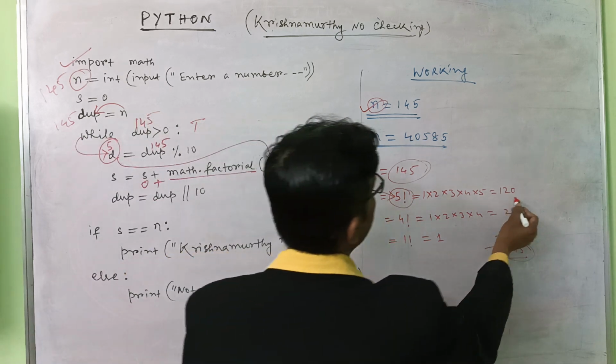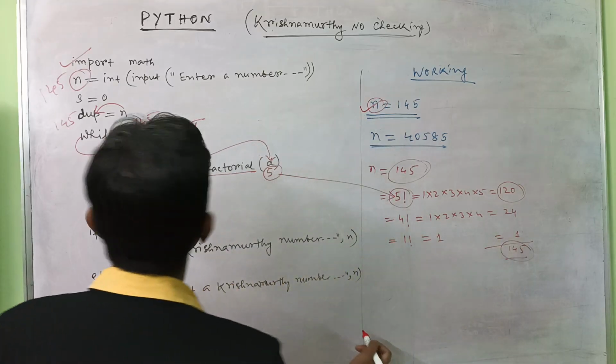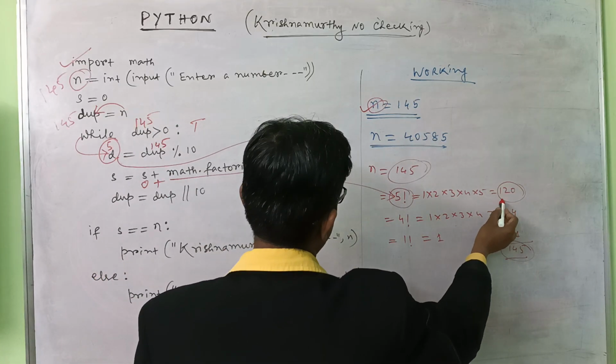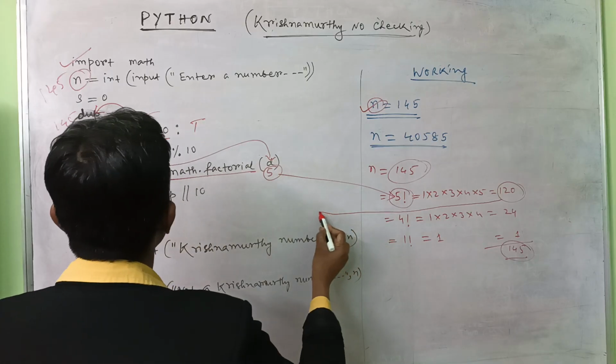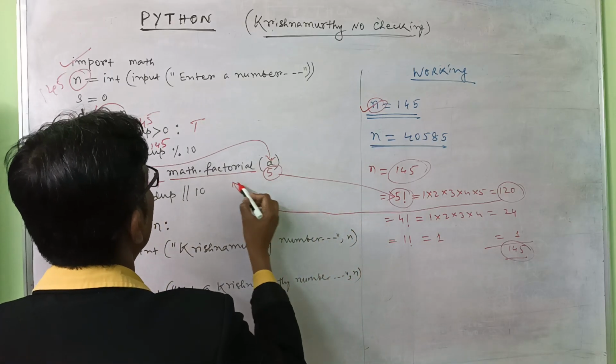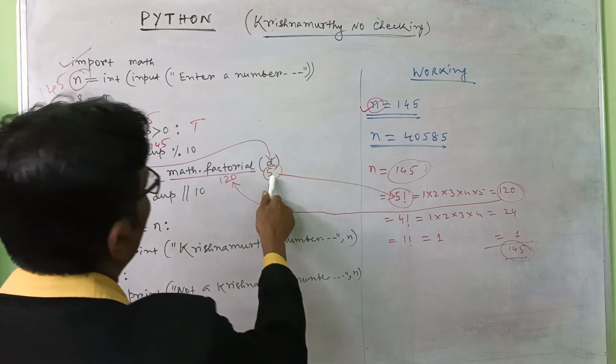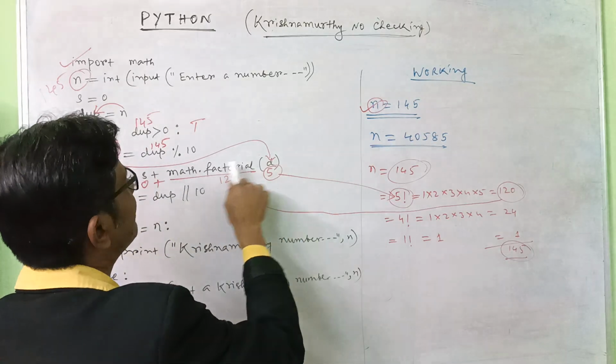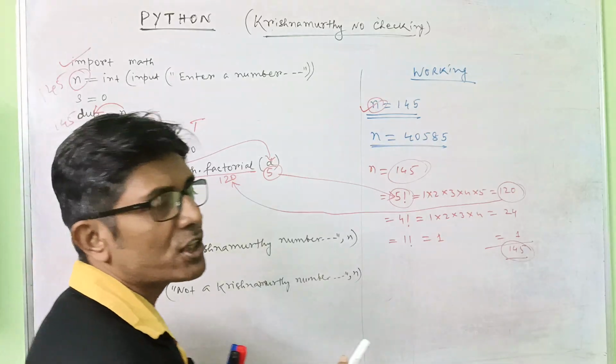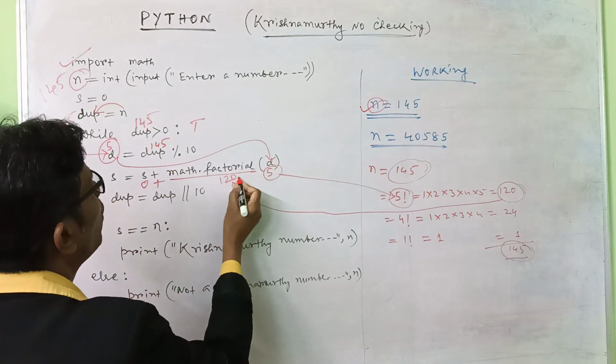So what is the final result we are getting? That final result is 120. This 120 we are getting here. So it means 120. Math.factorial means we have sent it to the factorial function, and the factorial function is giving us back 120.